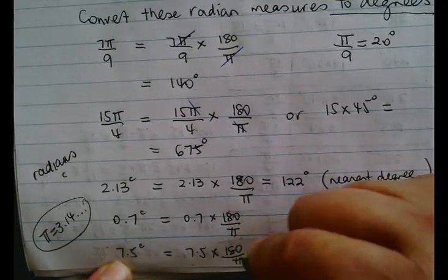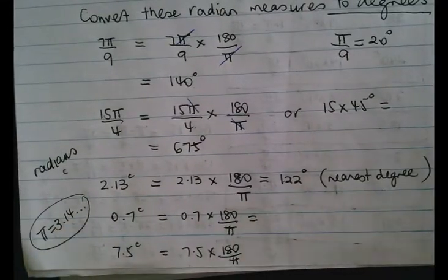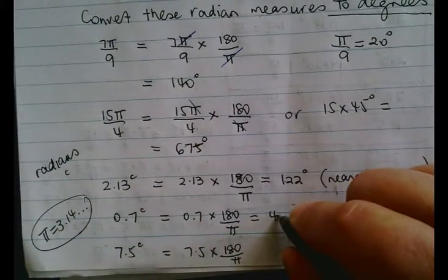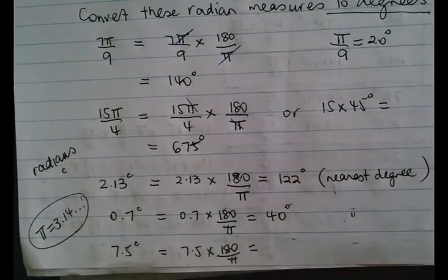So tell me what you get for each. This first one should be quite small. 40 to the nearest degree. All right, and what about the next one?